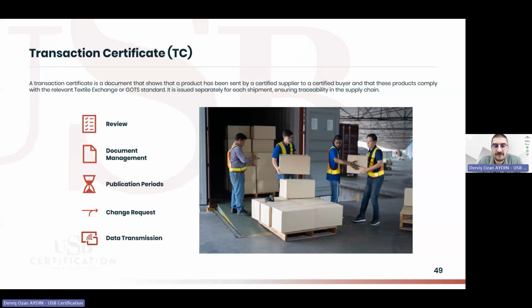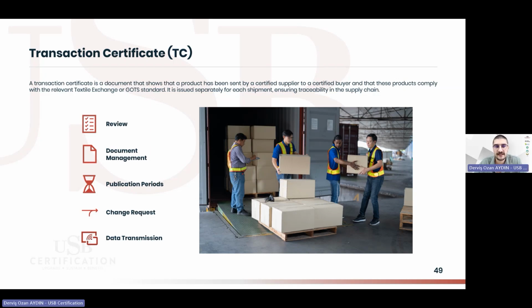So if we talk about transaction certificates, we have to understand what a transaction certificate is. A transaction certificate is a document that shows that a product has been sent by a certified supplier to a certified buyer, and that these products comply with the relevant Textile Exchange or GOTS standard. It is issued separately for each shipment to ensure traceability throughout the supply chain.